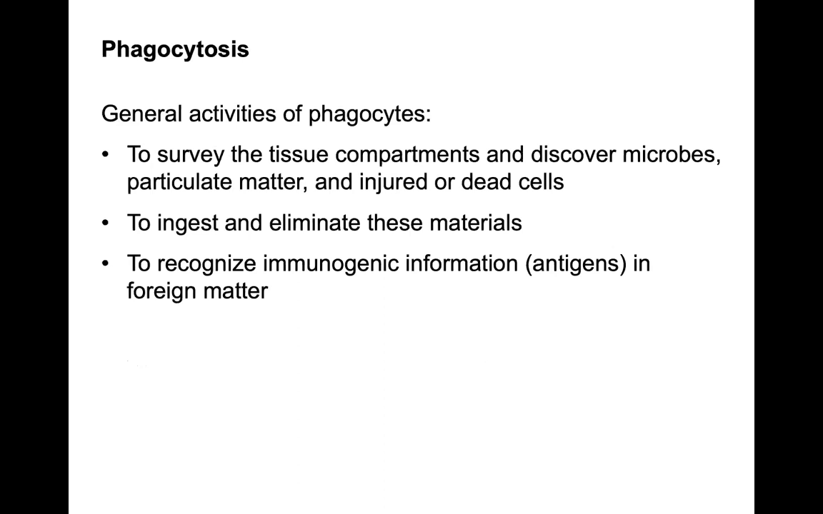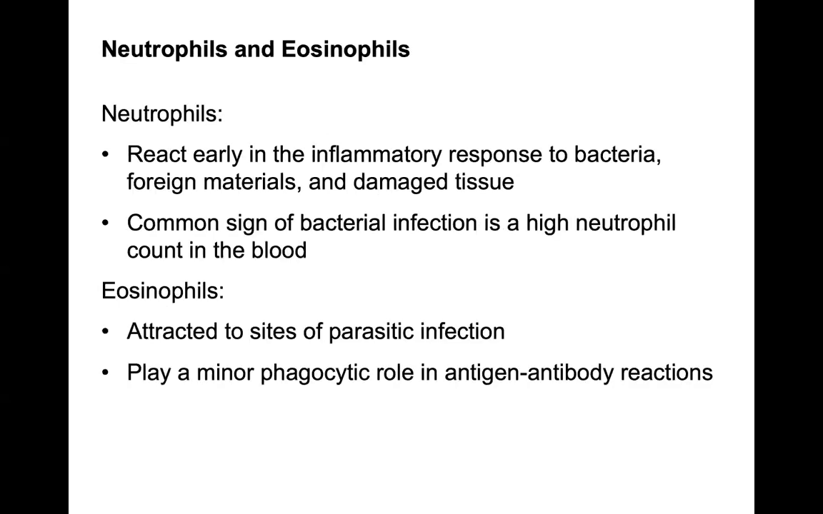Now, phagocytosis is a process of engulfing cell debris and or pathogens for degradation. The general activities of phagocytosis is to survey the tissue compartments and discover microbes, particulate matter, and injured or dead cells. Phagocytes will ingest and eliminate these materials. They will also recognize immunogenic information, such as antigens, in the foreign matter.